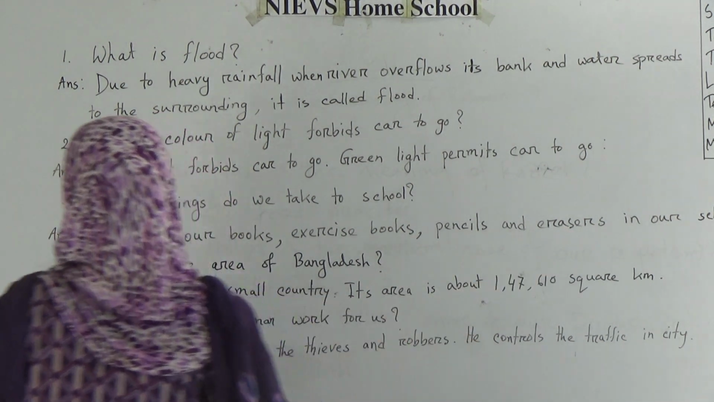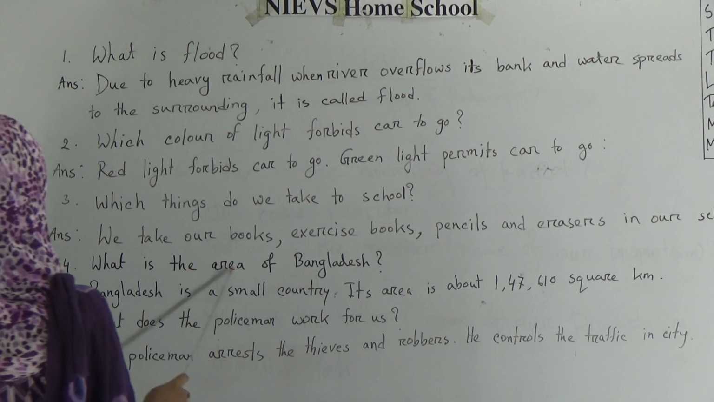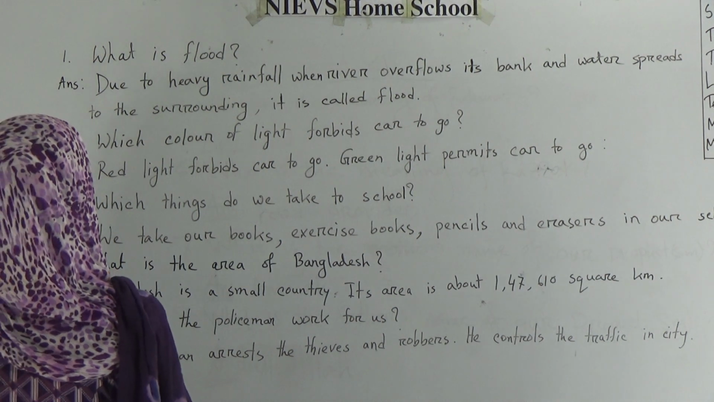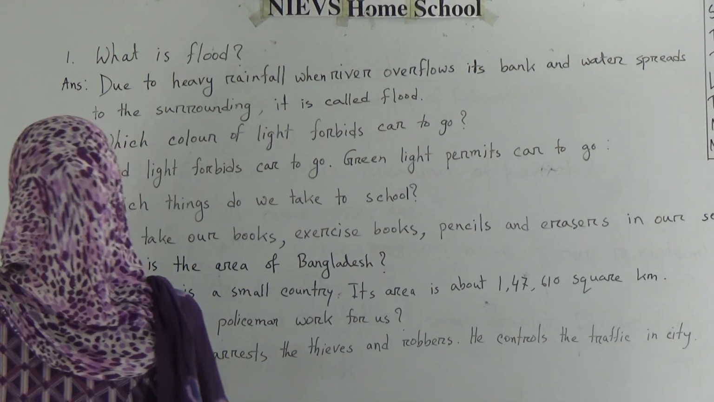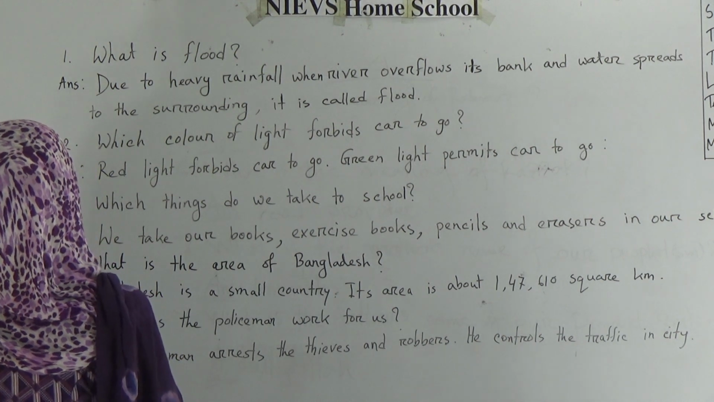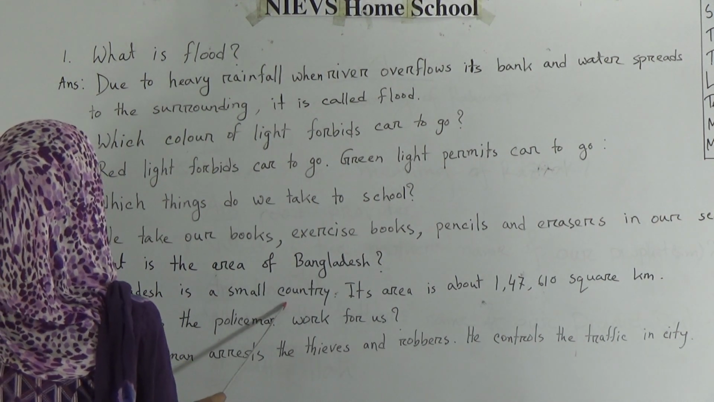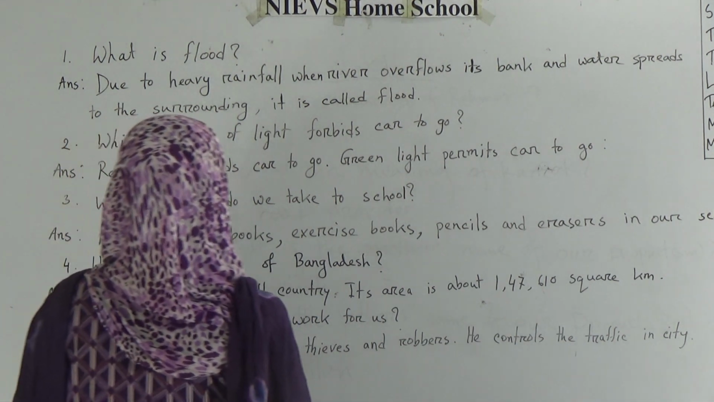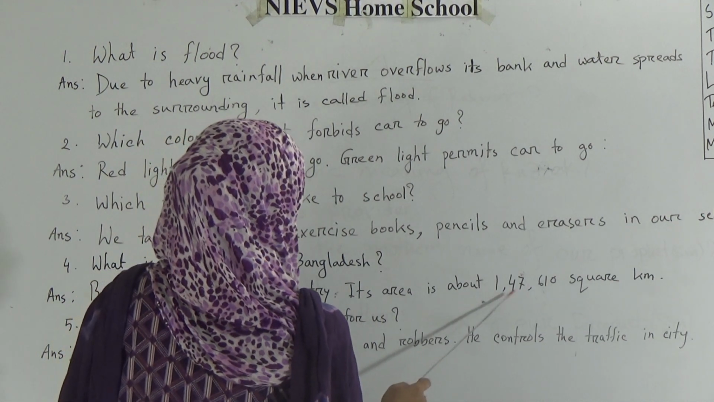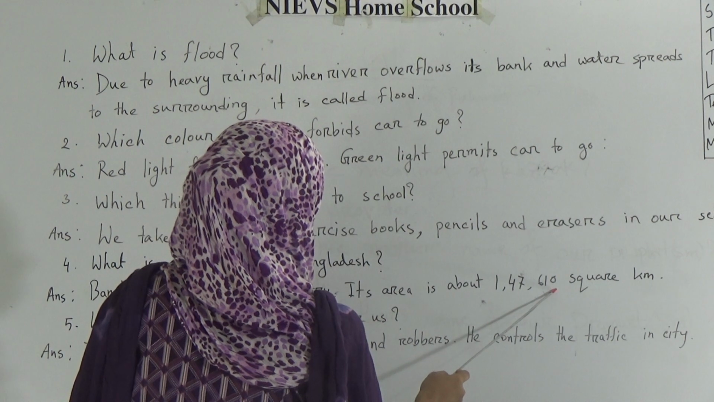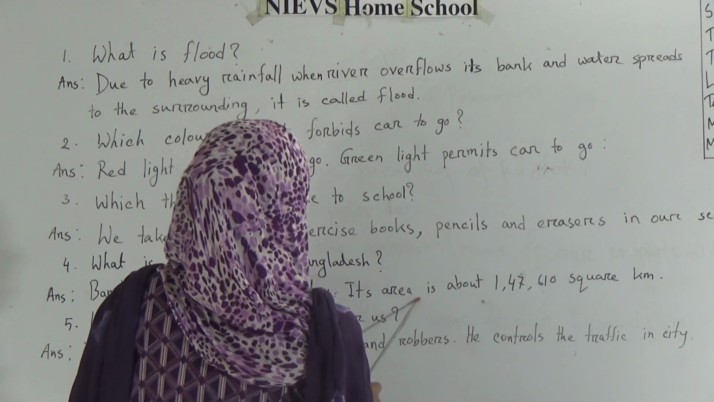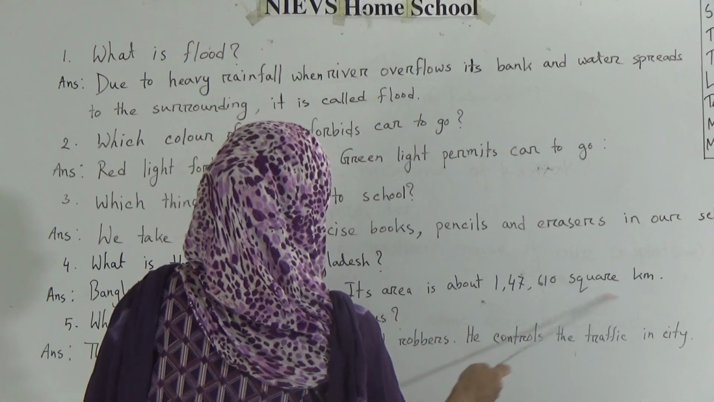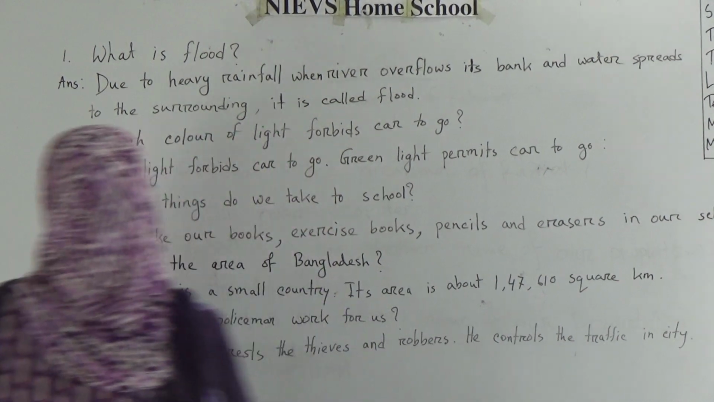Number 4, what is the area of Bangladesh? You know the total area of Bangladesh and you should remember it. Number 4 answer, Bangladesh is a small country. It doesn't have a vast area. Its area is about 1,47,610 square kilometer. Remember it very carefully.